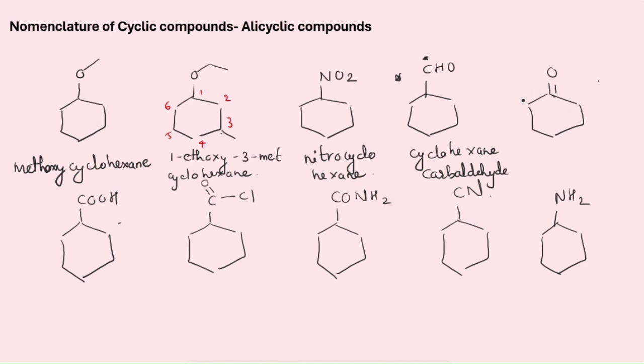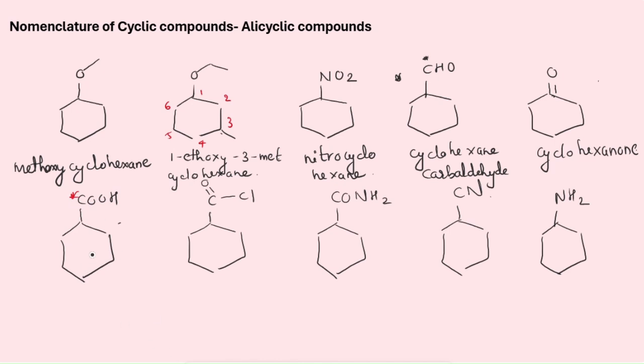Now, a ketone can be part of the ring. Therefore, you can call this cyclohexanone. By default, it will be 1. Therefore, cyclohexanone.